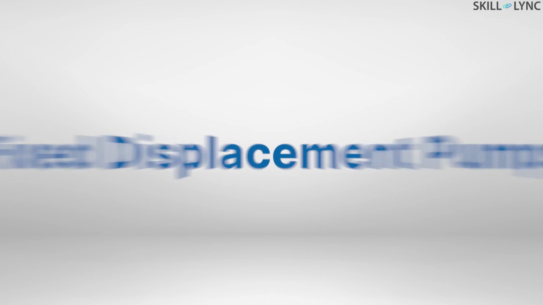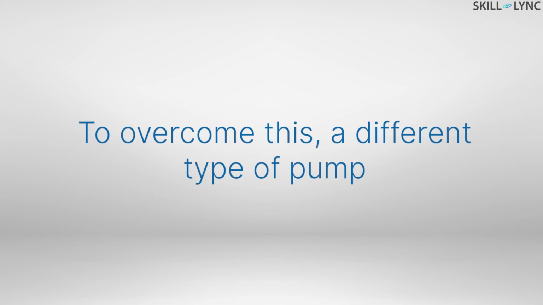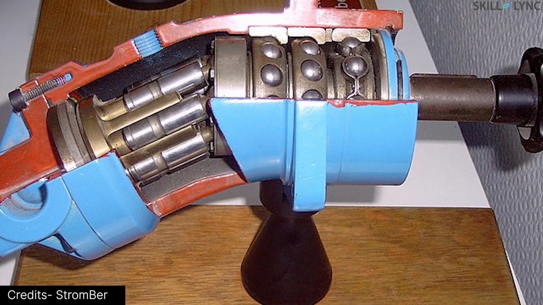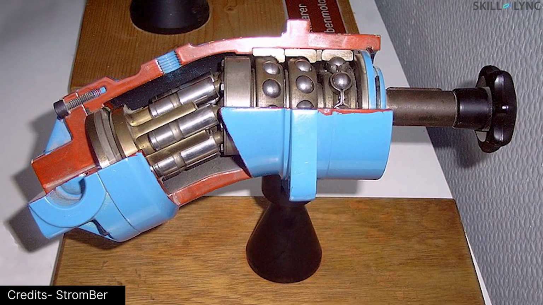All the reciprocating pumps which we have talked about in our videos up until now had one common disadvantage. They were fixed displacement pumps. That means the output volume of the working liquid per stroke is fixed. To overcome this, a different type of pump called the axial displacement pump was developed. We'll be discussing how this pump works in our future videos, so stay tuned.